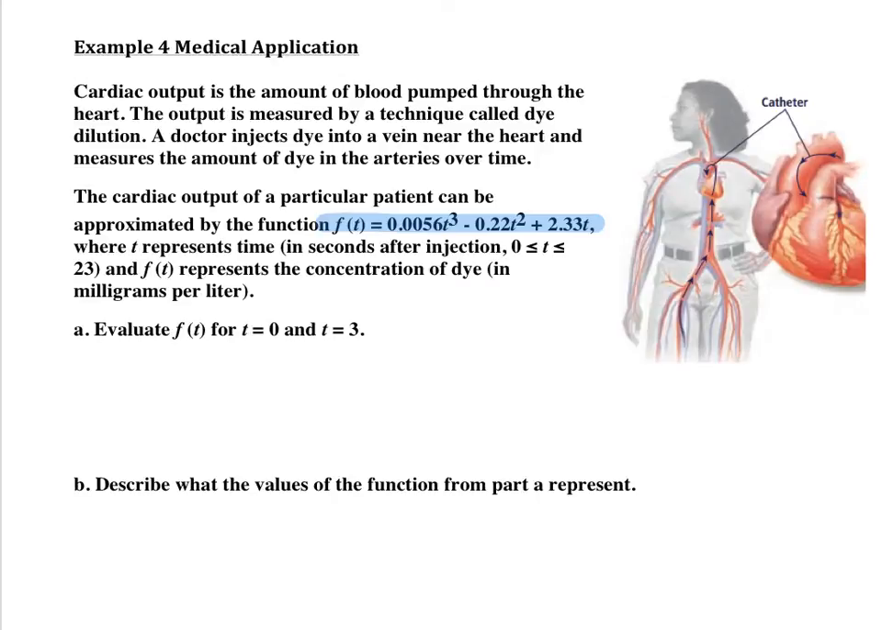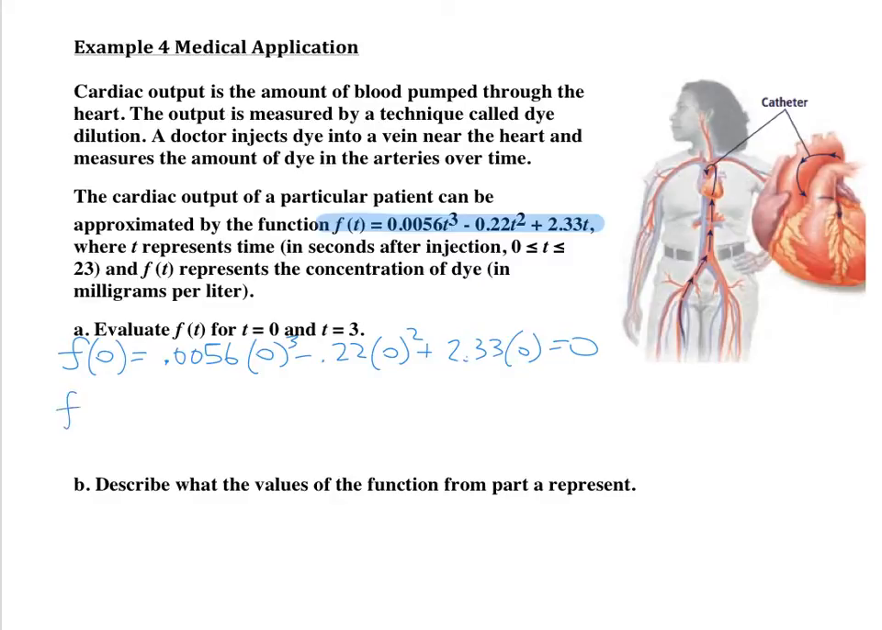So the first thing it's asking us to do is to evaluate the function for when time is 0 and when time is 3. So you're just going to substitute 0 in for t. 0, 0.56 times 0 to the third power, minus 0.22 times 0 to the second, plus 2.33 times 0, which equals 0.